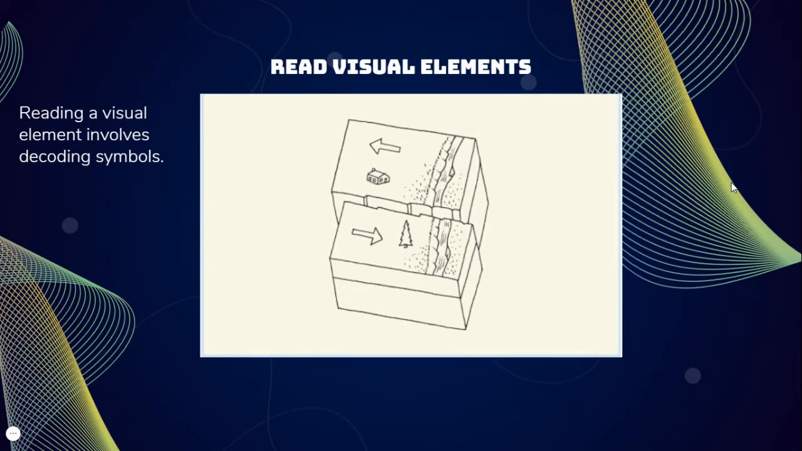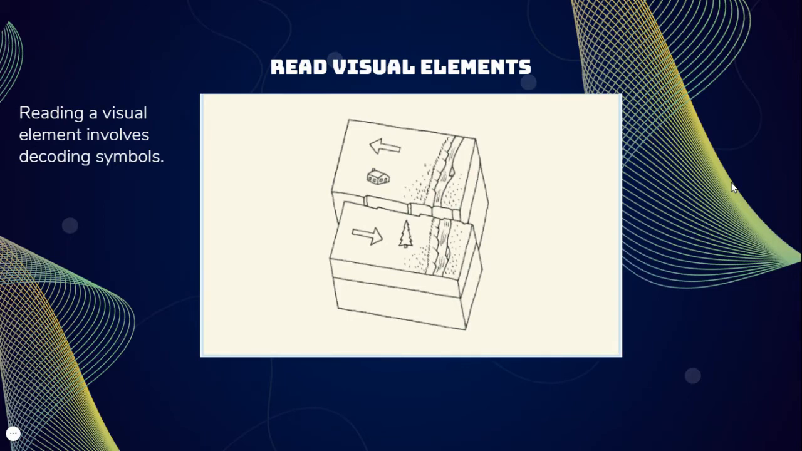Look at the picture on this slide. Can you read the visual element? To read the picture, you think about what you see and ask yourself how it contributes to understanding the text. This image shows another way plates can move and what can happen as a result.